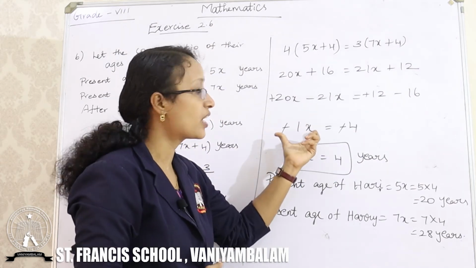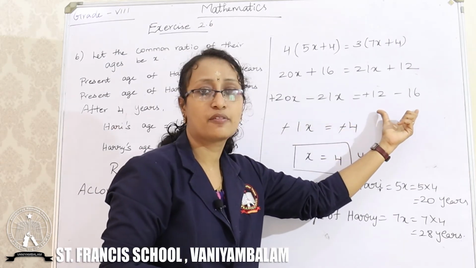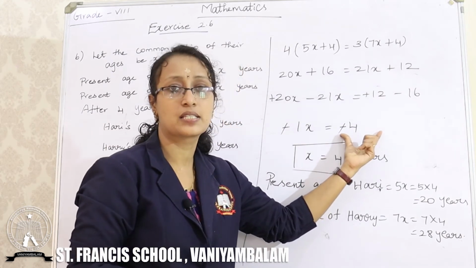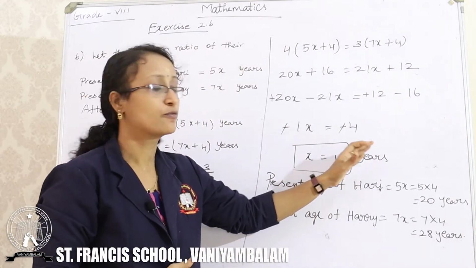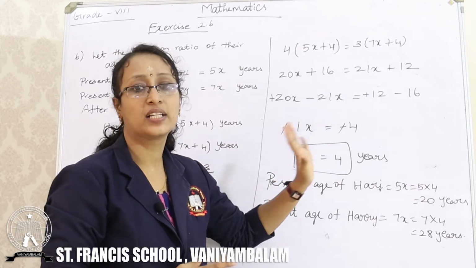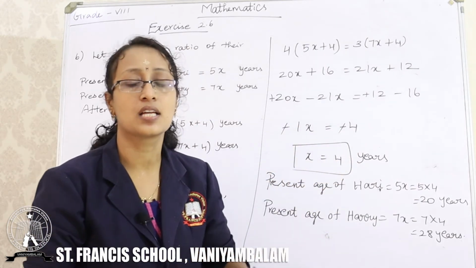Now symbols are different, so subtract it, put the greater number symbol. Here also symbols are different, subtract it and put the greater number symbol. So you have minus 1x is equal to minus 4. So minus minus will get cancelled. 1x is equal to 4, which is nothing but x is equal to 4.